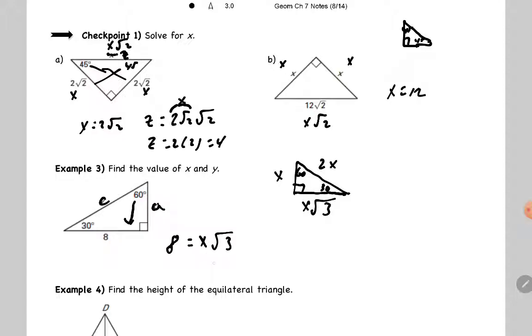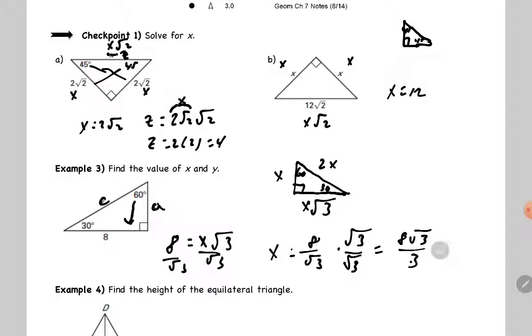So I divide both sides by square root of 3. And we'll get x equals 8 divided by square root of 3. But we don't like having square roots in the denominator, so we multiply both the top and bottom by square root of 3. So we'll get 8 times the square root of 3 over 3. Okay, so this is x. So my a value here is 8 root 3 over 3.